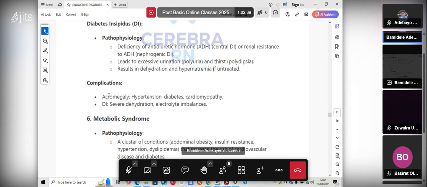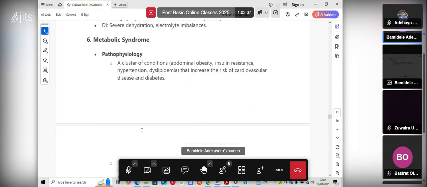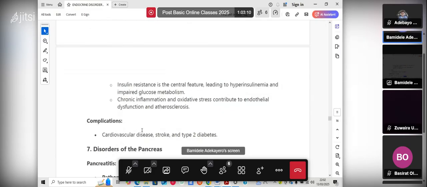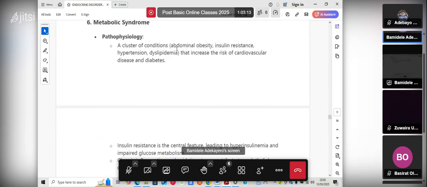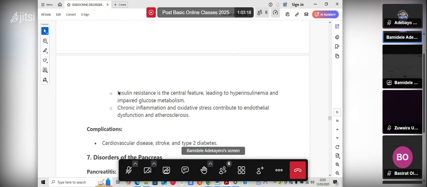Complications in acromegaly could be hypertension, diabetes, or cardiomyopathy. People with diabetes insipidus will be severely dehydrated, and there will also be electrolyte imbalance because they are losing too much fluid. The sodium levels in the body get high because they are becoming concentrated, so there's electrolyte imbalance. Metabolic syndrome is just a summary of everything we've talked about, a cluster of conditions like obesity, insulin resistance, and hypertension, and we talked about insulin resistance already.